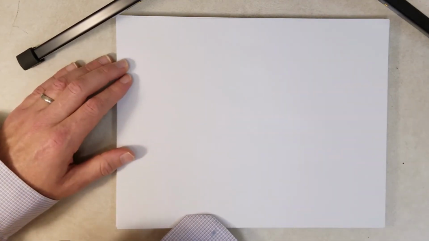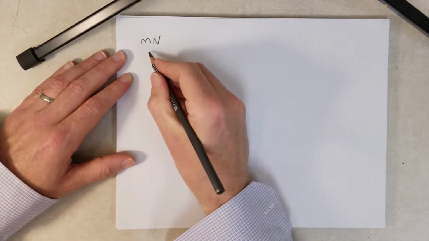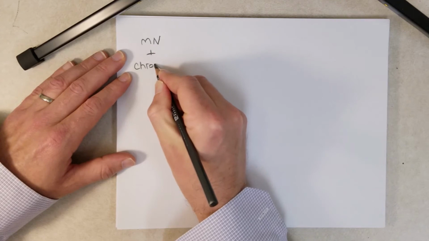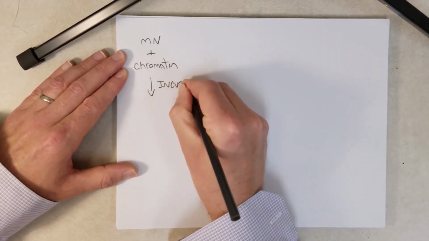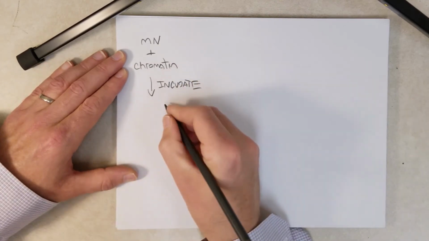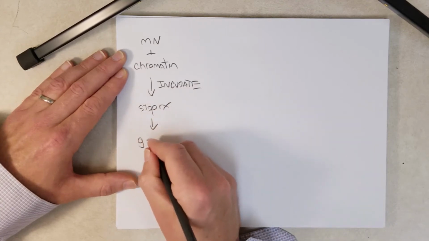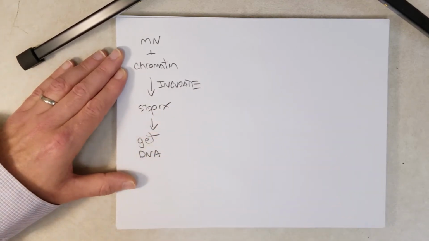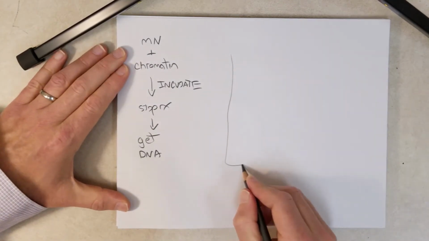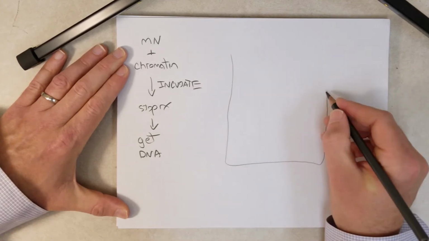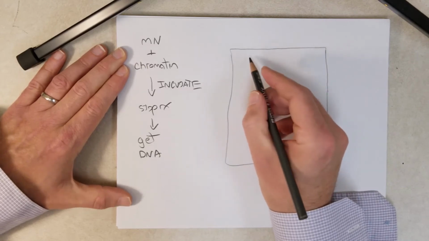Now before we go on to a full experiment, let me just show you what gel electrophoresis results might look like. So, micrococcal nuclease plus chromatin, we're going to incubate for various lengths of time. Then we're going to stop the reactions, and then we're going to get the DNA. We're going to remove those histones and just get the DNA. Now we're going to load the DNA on an agarose gel, and we're going to separate the DNA lengths by size.